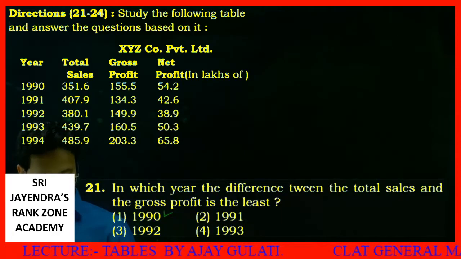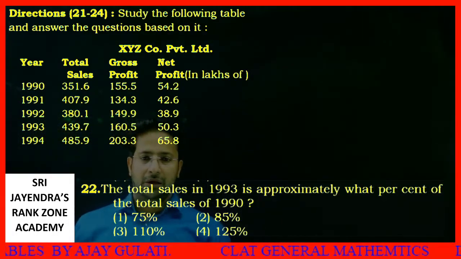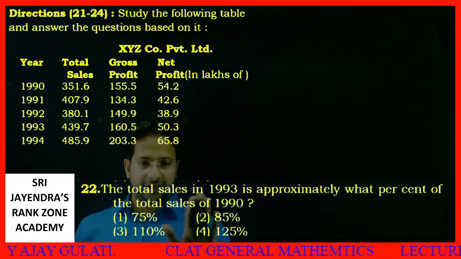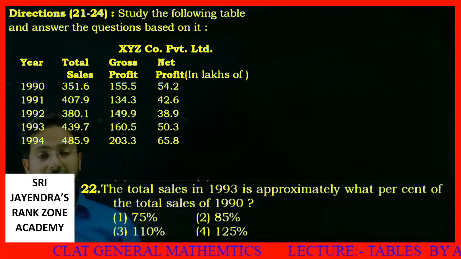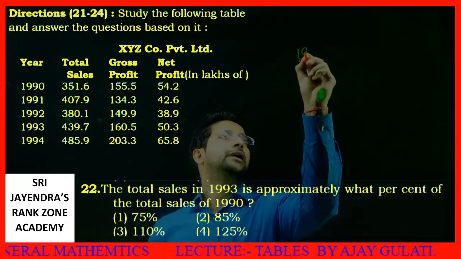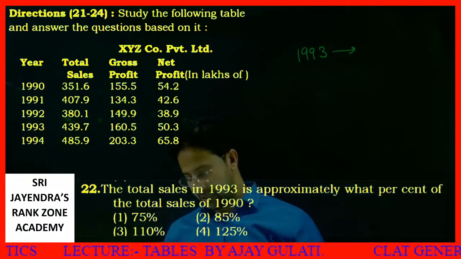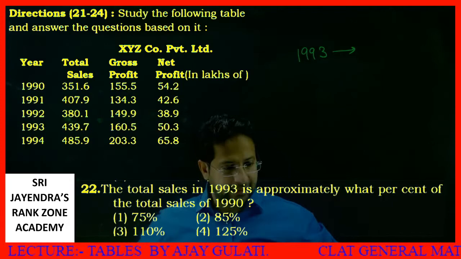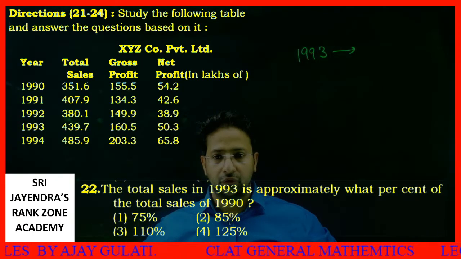1990. Next question. The total sales in 1993 is approximately what percent of the total sales of 1990? Sales in 1993. What is the sales here? The total sales in 1993 is 439. Okay.